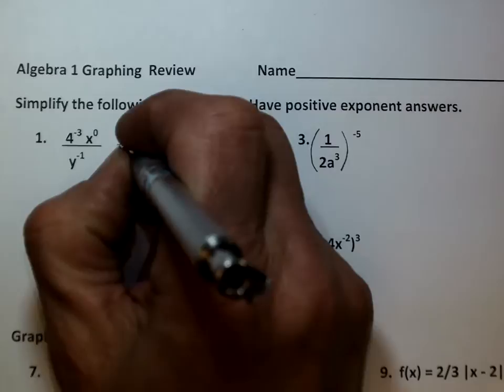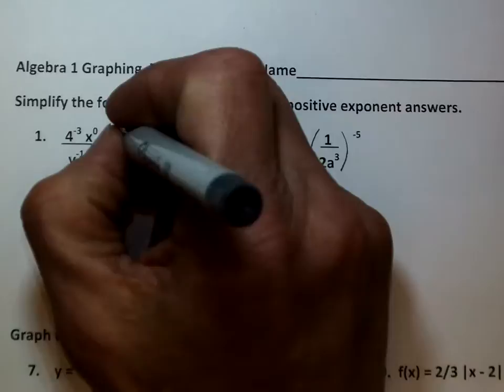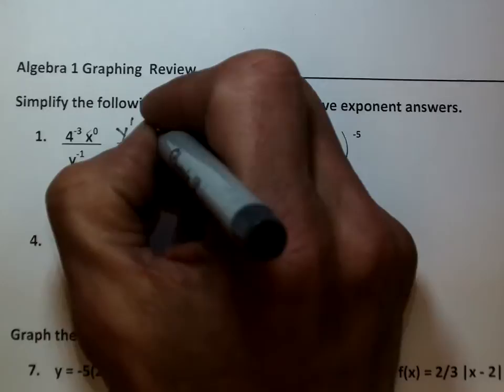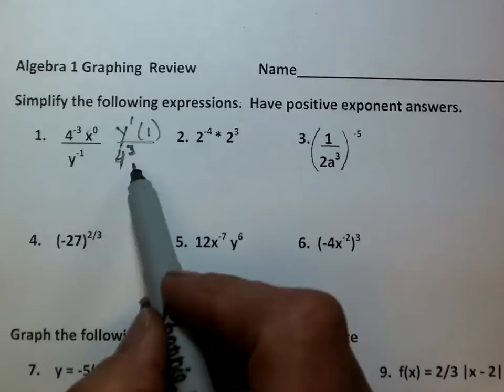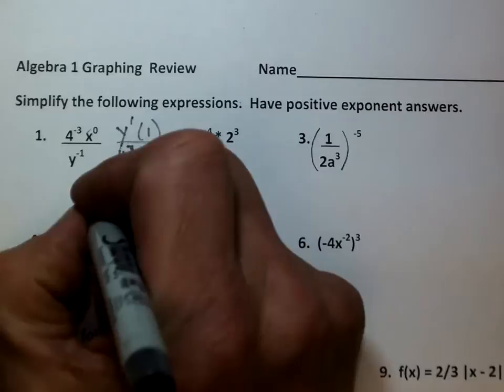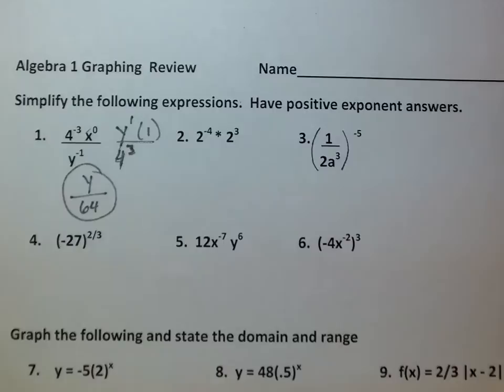So then I got a y to the 1 over 4 to the 3. And anything with 0 power is 1. Okay, anything at the 0 power is 1. So I brought the 4 to the negative 3 down. It's 4 to the positive 3. The y to the 1 up. Now I'm just going to simplify this to y over 64. 4 times 4 times 4 is 64.